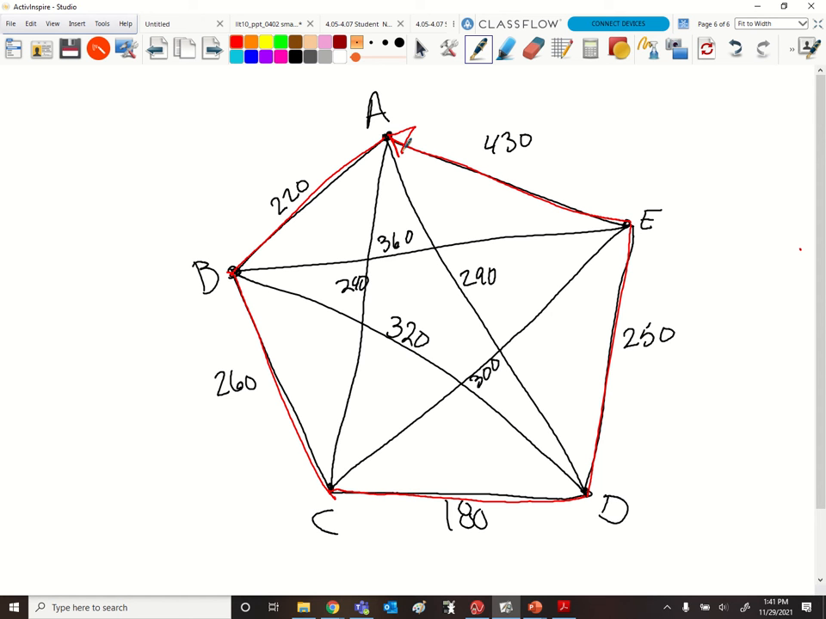All right, so let's look at the cost to make this Hamilton circuit. So by listing out the cost, I'm going to go 220, 260, 180, 250, 430.